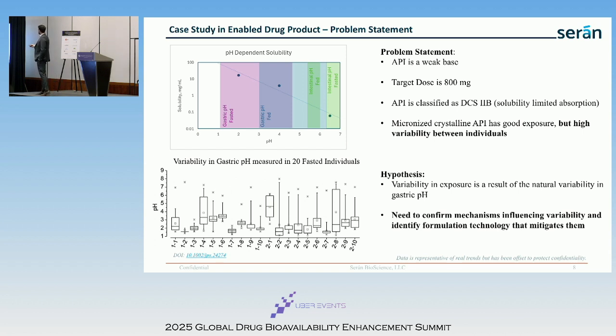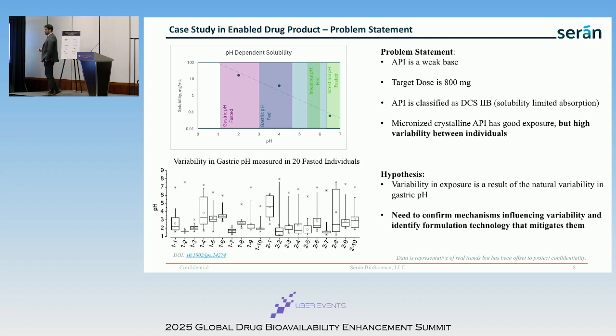So we have really good, tens of mgs per mil solubility at low gastric pH. And then as your pH goes up, your solubility goes down. And by the time we're in intestinal media, right, we're below a mg per mil, below 0.1 mgs per mil solubility. Now, the target dose for this program is a little bit higher, right, 800 milligrams. So based on that and the solubility in the intestine, right, DCS would classify it as 2B, solubility limited absorption.